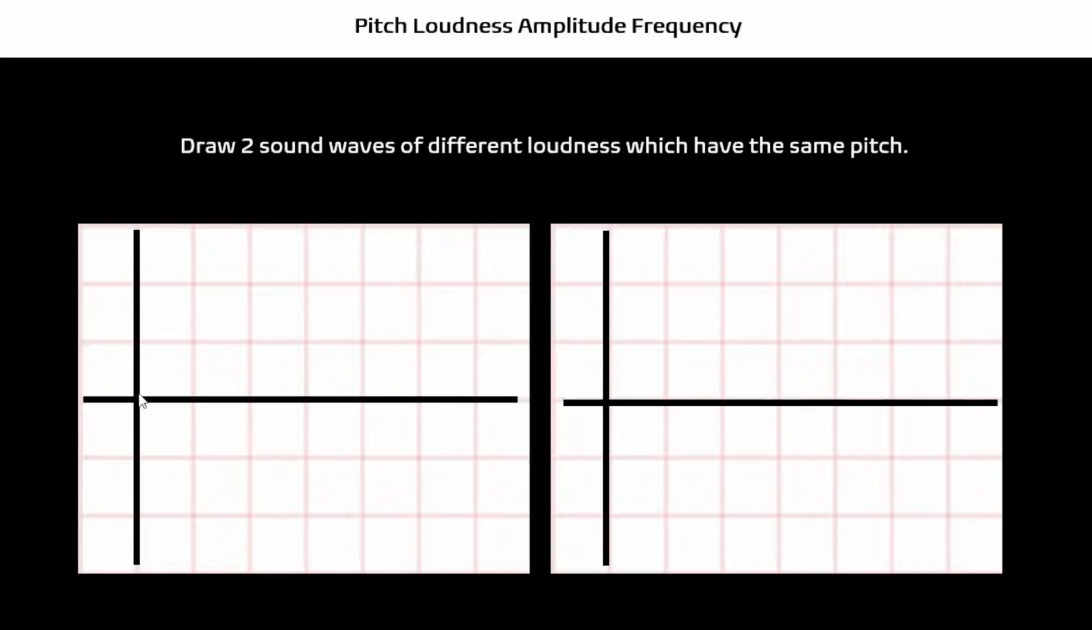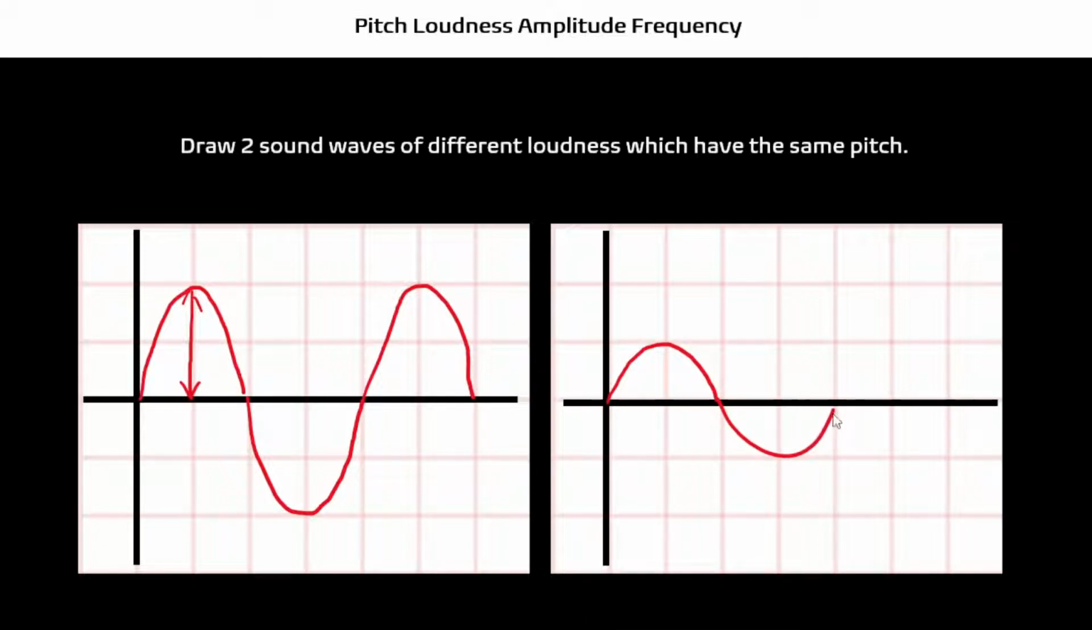So first wave, I'm going to draw this like this. Okay, so if I want to draw a different loudness, right? What I'll have to do is, this is my amplitude, right? So I will have to decrease my amplitude, which will look like this. Now let's try to compare these two. Obviously, the second one is going to be quieter because why? It has a lower amplitude.